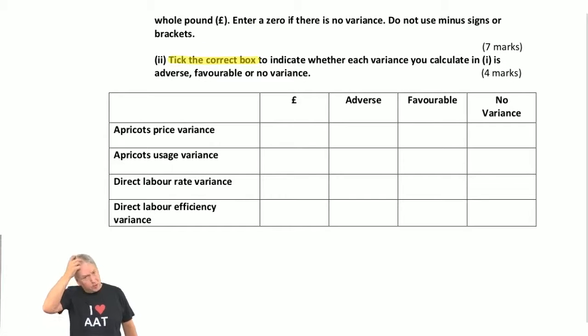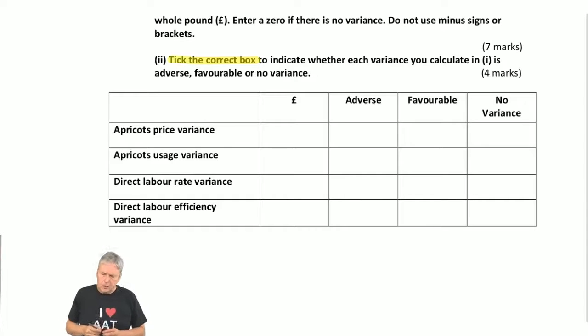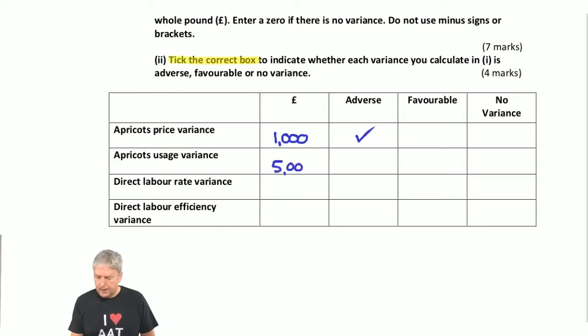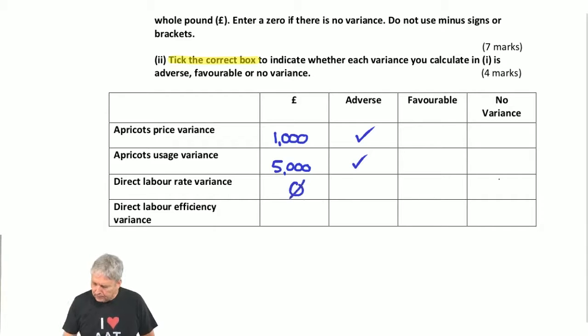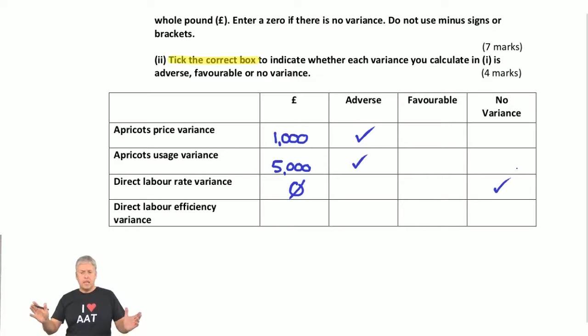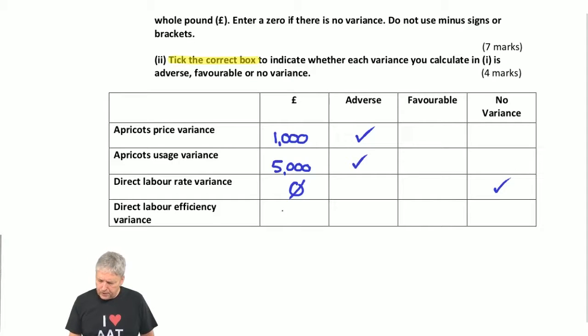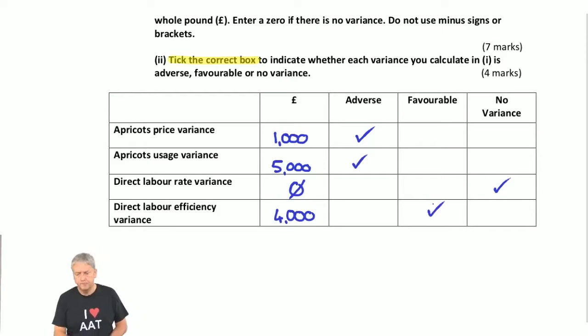Now just make sure you get them the right way around because they're slightly juxtaposed to the way that we have prepared them. So if you remember, we had a price variance of 1,000, and I believe that was adverse. We have a usage variance of 5,000, and again, I believe that was adverse. Rate was the one that was nil, and I believe that we just call that no variance. And direct labour efficiency variance, we said that was 4,000, and we said that was favourable.